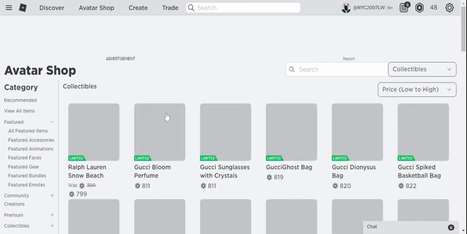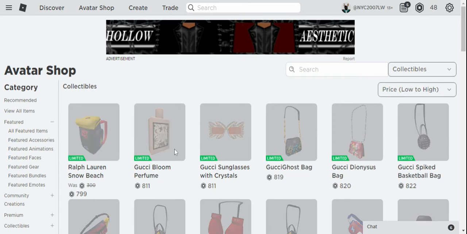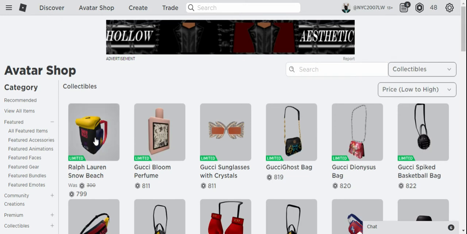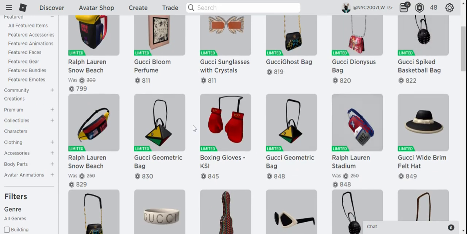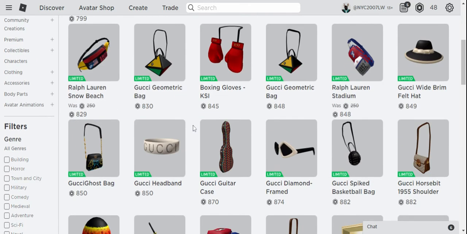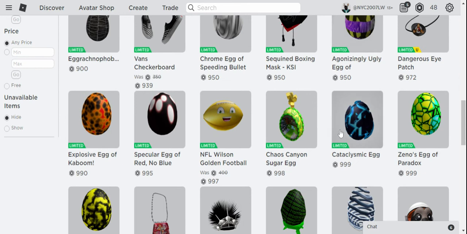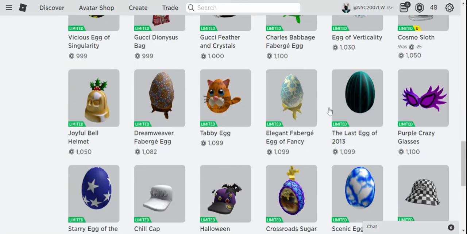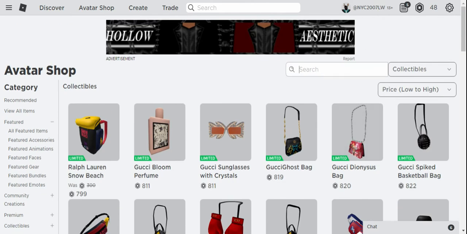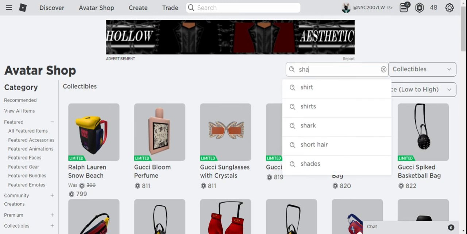So, don't get the Ralph Lauren Snow Beach. Don't get the Gucci perfume. Don't get any of these. Get something not projected, like this thing. That's not projected. And also, I would recommend getting a Shaggy if you have enough.